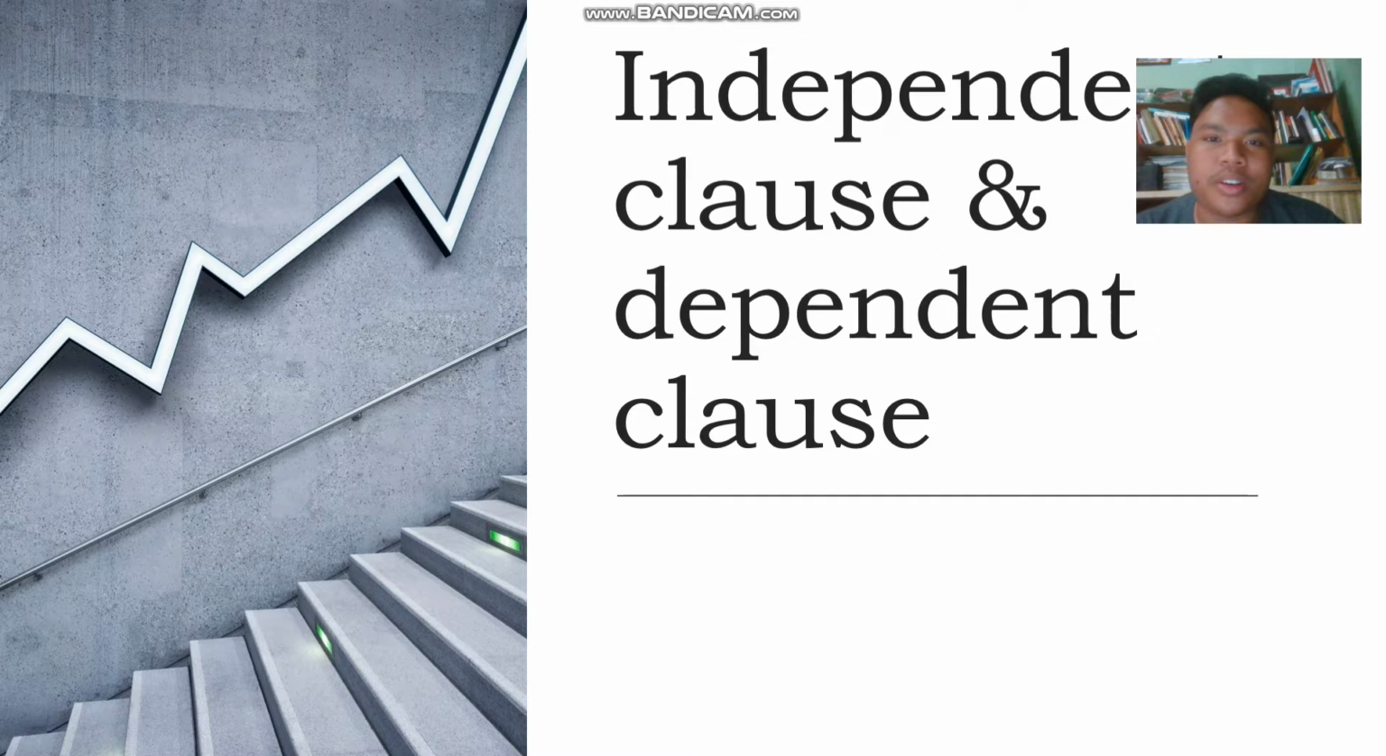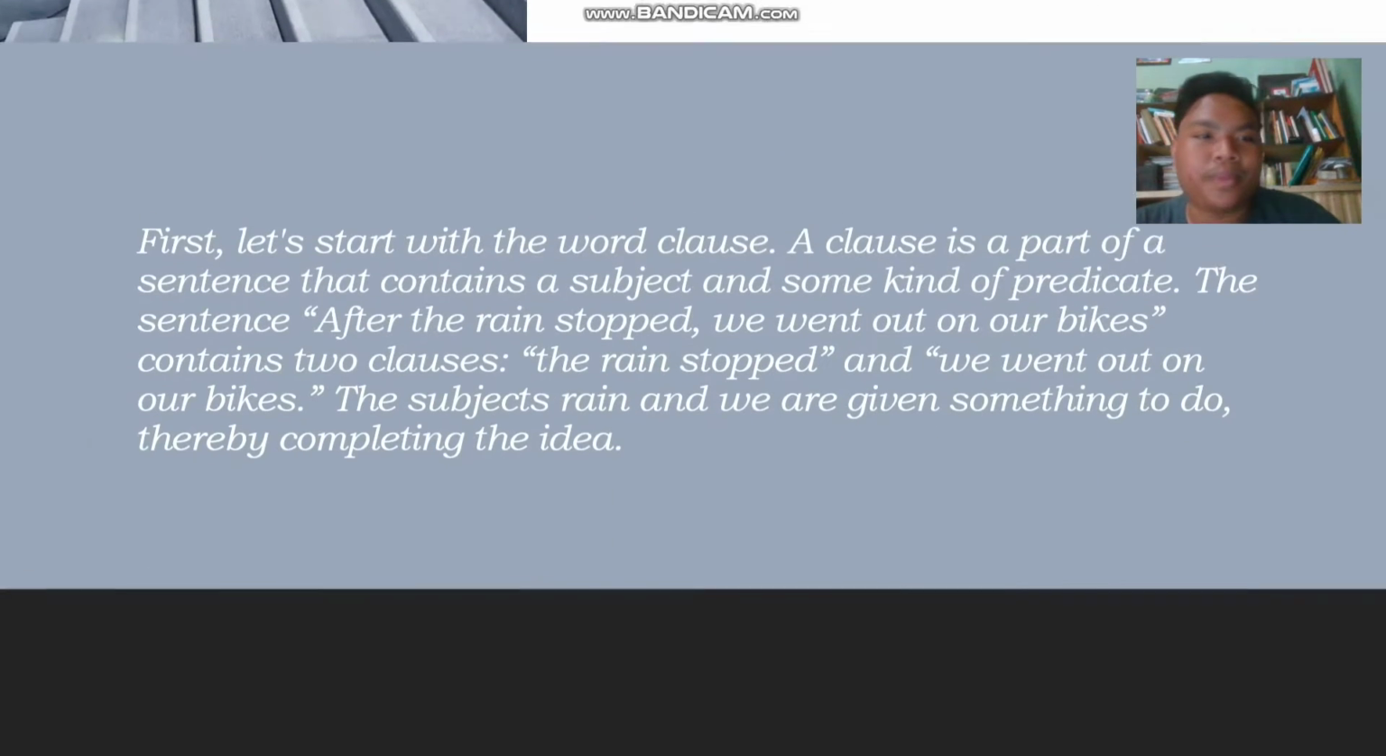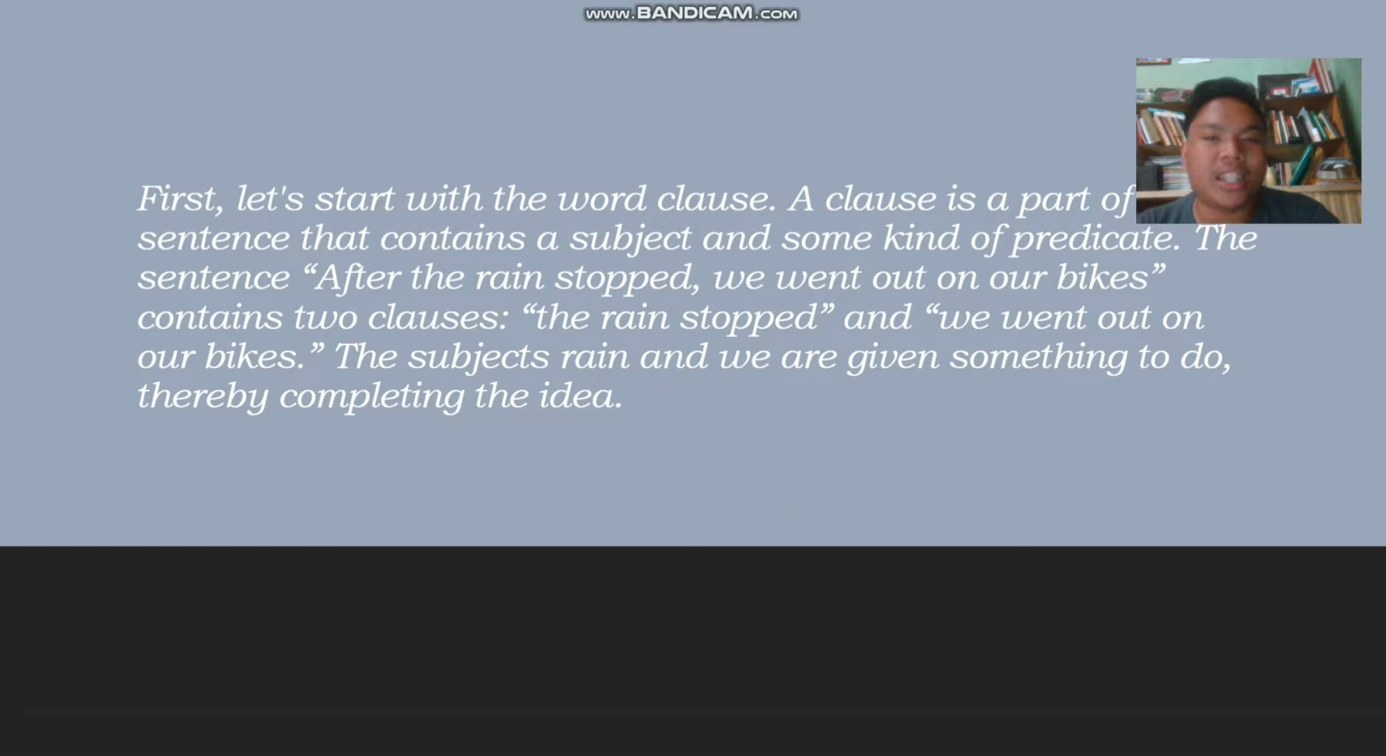Before we get started, I apologize if my explanation is not good because I didn't use any whiteboard. So let's get started. First, let's start with the word clause. A clause is a part of a sentence that contains a subject and some kind of predicate.